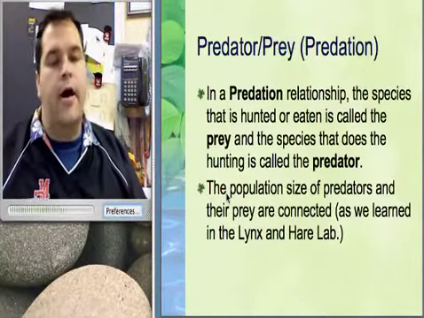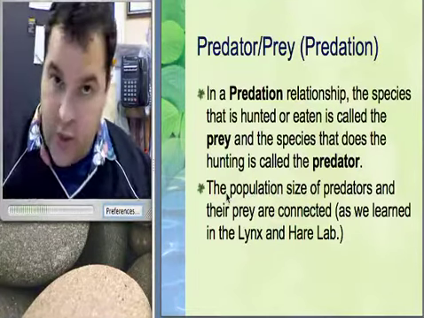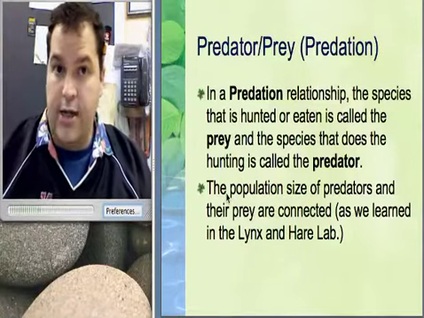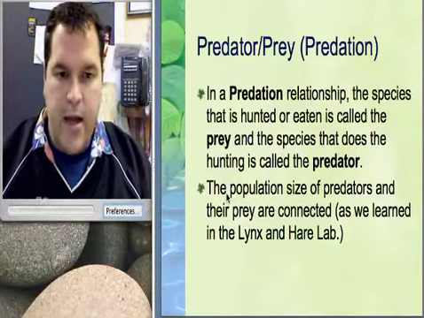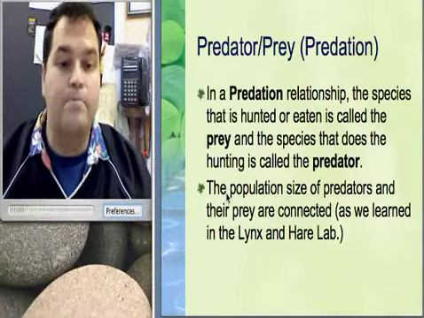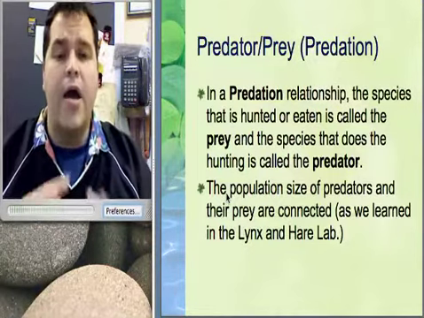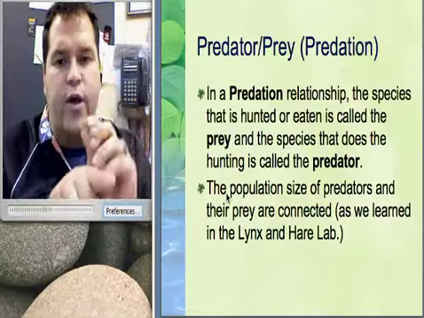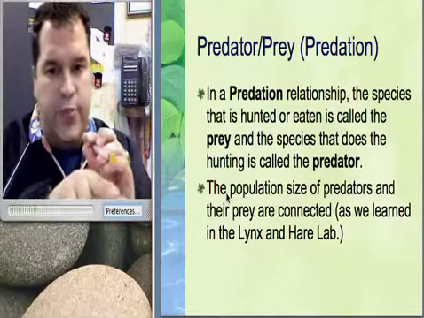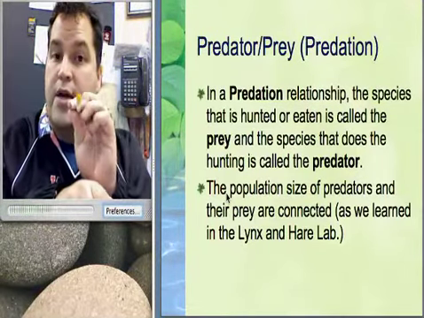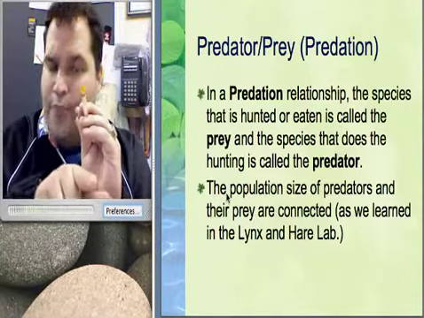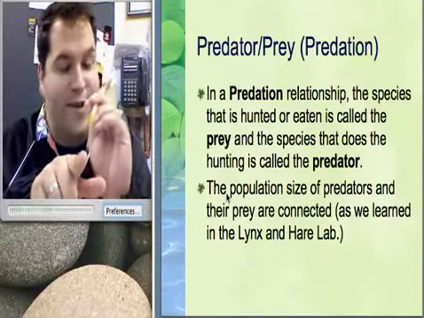In a predation relationship, the species that is hunted or eaten is called the prey. And the species that's doing the hunting or the eating is called the predator. It's pretty simple. What we understand now, at least after we've done the Lynx and Hare lab, hopefully in class, is that the population of predators and prey are intimately related. For example, if we looked at the population of our hare in our Lynx and the Hare lab, the number of lynx was pretty low, so the hare was able to increase because there were very few predators. But as the hare increased, the number of predators, lynx, increased because there was plenty of food.